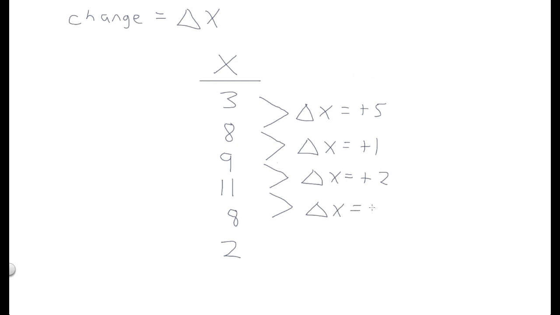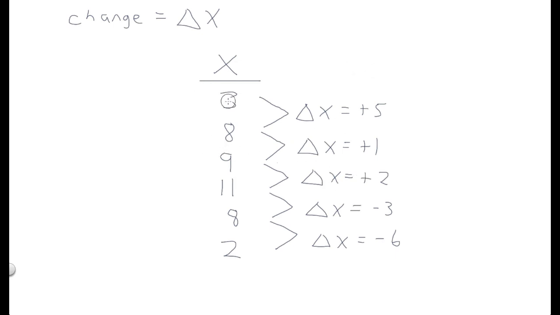Okay, how about this one? Negative 3. Good. And let's do this one. Negative 6. Good. Are these levels or changes? Those are changes. That's right. So hopefully this makes clearer the distinction between levels and changes.